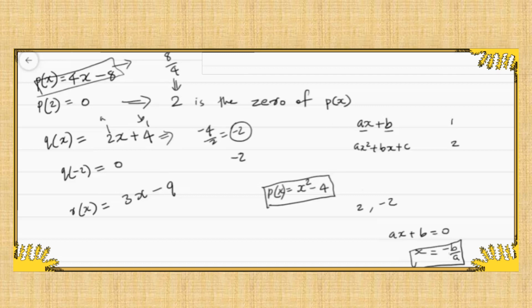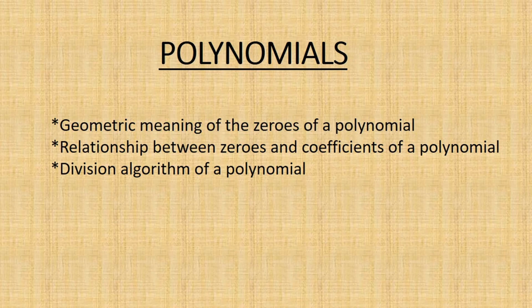And in this chapter, in 10th standard, we will look at whether there is any relation between the coefficients and the zeros in quadratic polynomials. Okay, and we will also discuss the geometric meaning of 0, and we will also do the division algorithm.